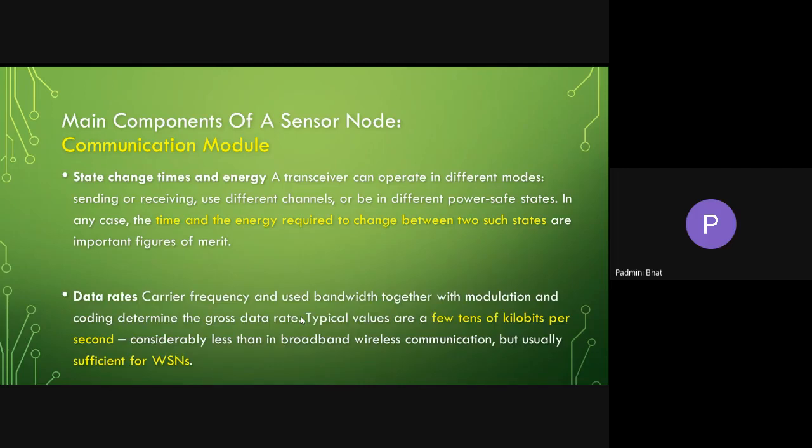Data rates, how fast it can transmit. Carrier frequency and used bandwidth, together with modulation and coding, determine the gross data rate. Typical values are a few tens of kilobytes per second. Considerably less than in broadband wireless communication, but usually sufficient for a wireless sensor network.